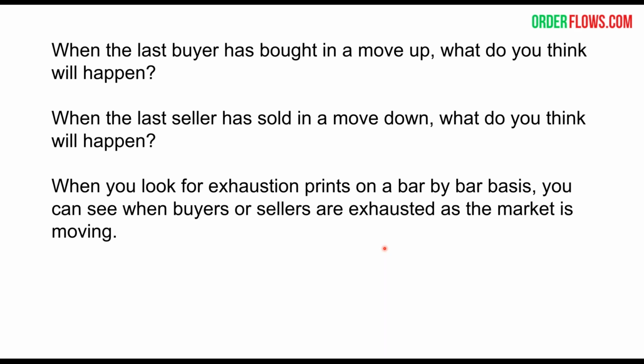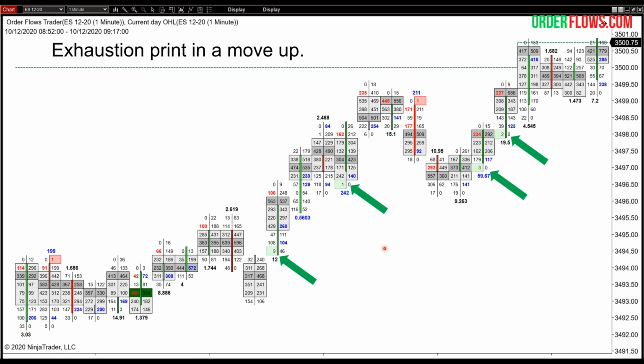And in order flow, what I realized many years ago is you have this exhaustion. When you look at a bar by bar basis, what I call an exhaustion print is when you can see the buyers or sellers are exhausted as the market is moving, because you're looking at the volume. On a bar by bar basis, you can just see it at the edges of the bar. This is one of the ways I used to trade early on with order flow, well before I even envisioned having the order flow trader software. I would just look for bars like this that had what I called an exhaustion print, or a single digit print, at the edge of a bar.